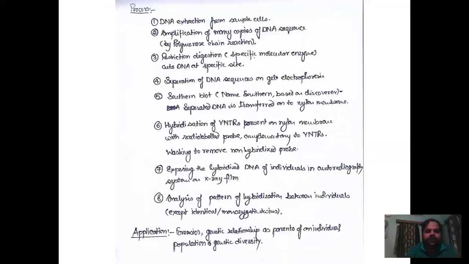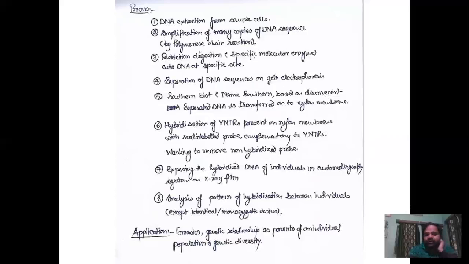So the first step is DNA extraction from the sample cells. It means the first step of DNA fingerprinting is to extract the DNA from the individuals. And the second one is amplification of many copies of the DNA sequence. It means they are using polymerase chain reaction to amplify the DNA sequences of individuals from which we have extracted the DNA.